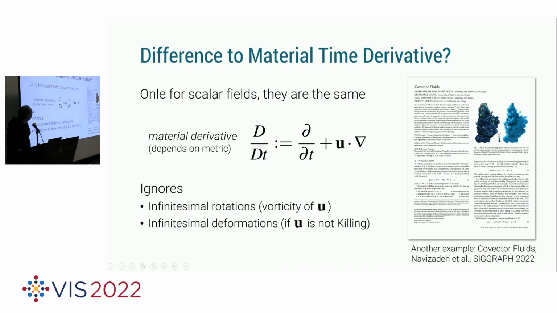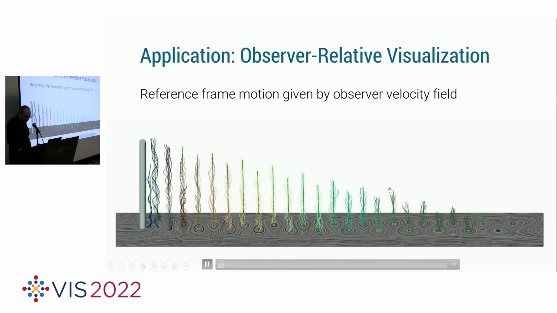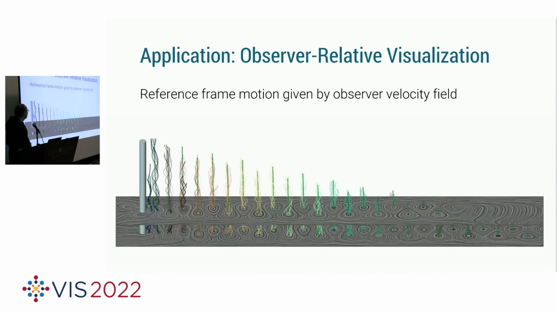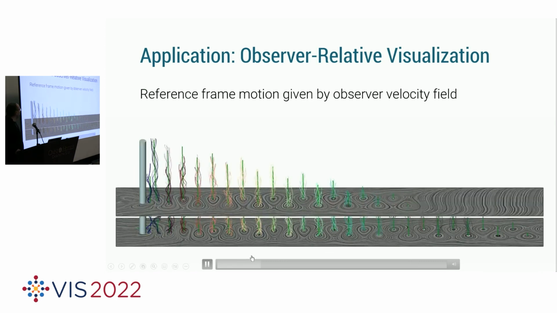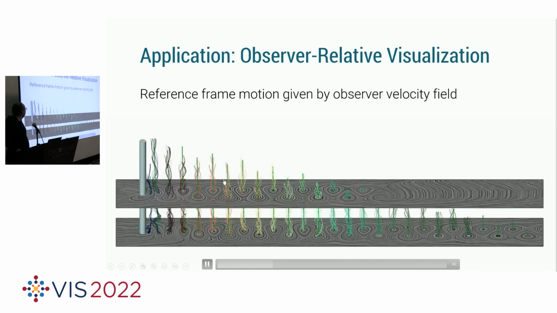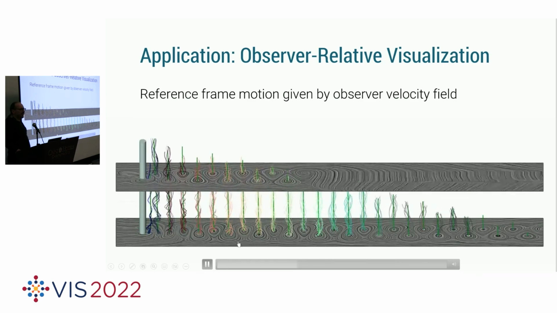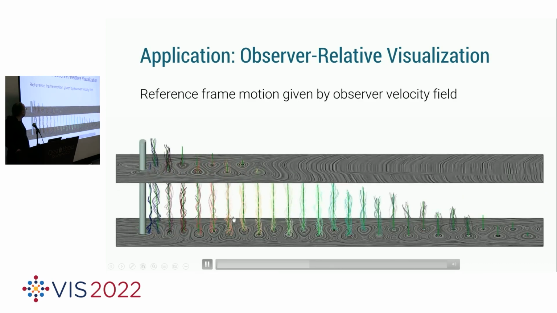There was a nice SIGGRAPH paper this year, co-vector fluids, where the same principle was used to preserve vorticity in fluid simulation. So to switch from the material time derivative to the Lie derivative because it preserves vorticity by itself. So the last example that I wanted to show is now to use it to transform an input vector field to something that shows features like vortices more clearly. So here now this is space-time, so it's a 2D time-dependent vector field. The vertical axis is time.